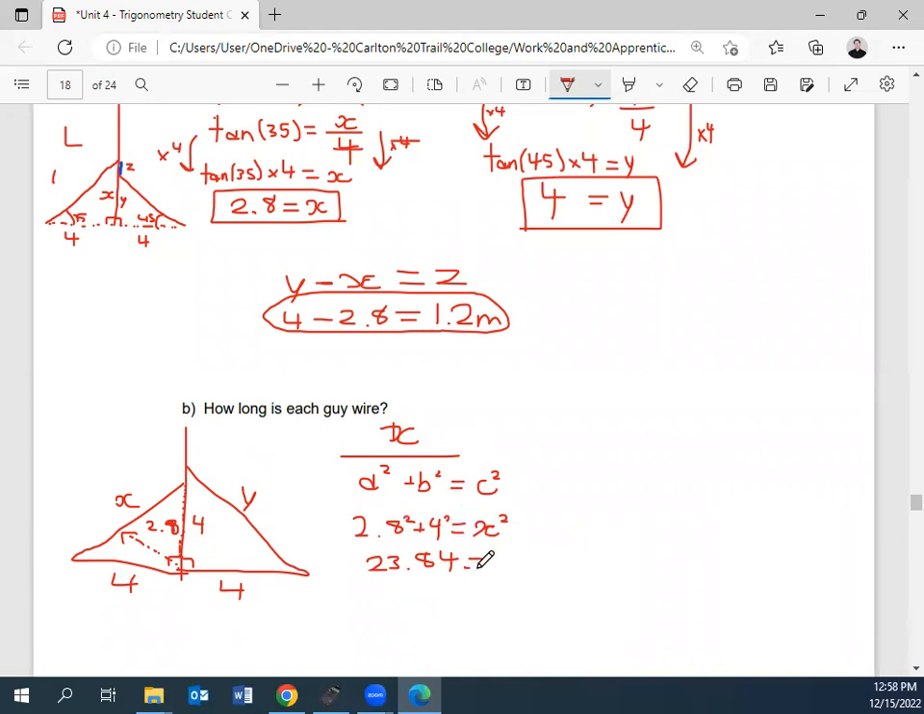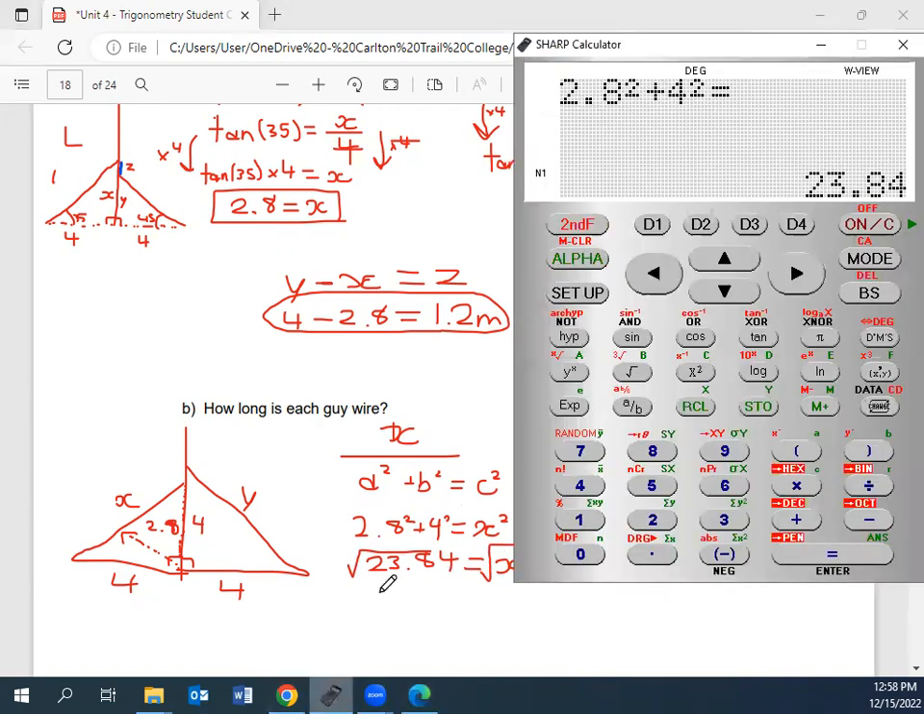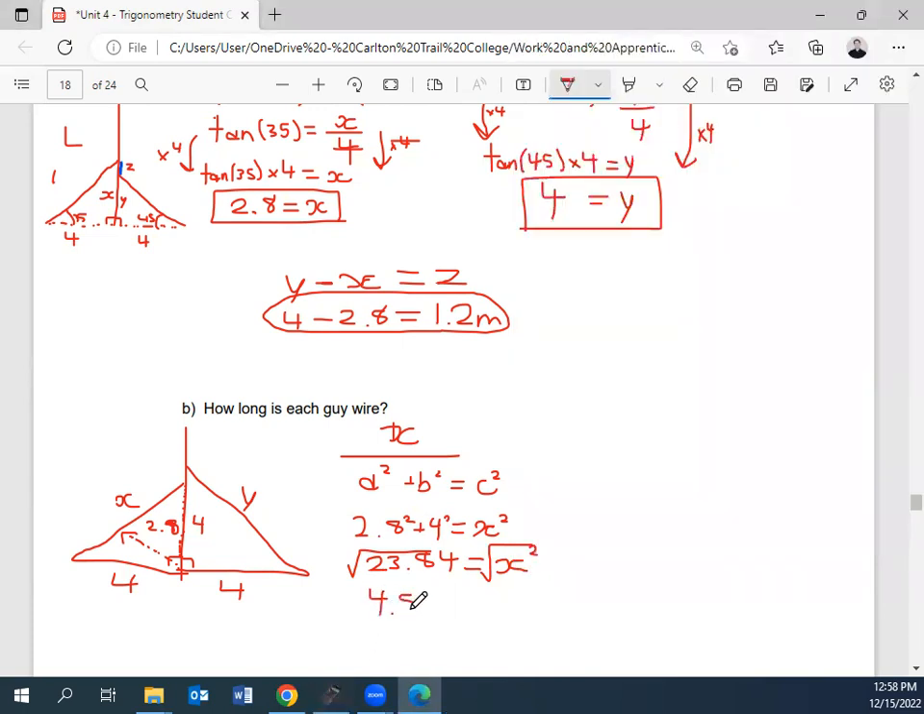That's the next step: taking the square root. I need to get rid of this squared thing, because there's a little 2 attached to this x. The way to get rid of that squared is to take the square root, and because I'm doing it to one side, I have to do it to the other side. 4.88 is the length of my left wire, or of x. 4.88 meters. That's the final answer. I'm going to circle that.